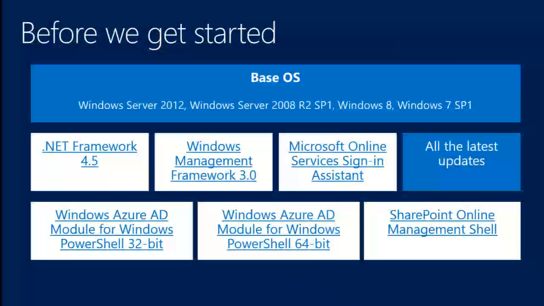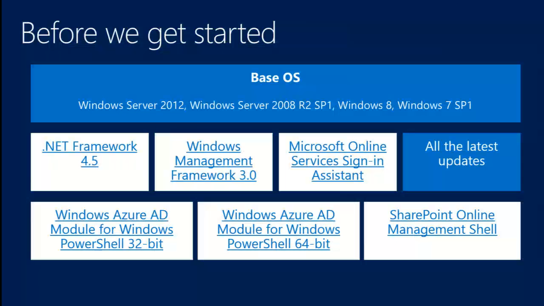So if you want to start using PowerShell for Office 365, you'll need a few base components. First of all, you'll need a Windows Server or Windows 8 machine. You can also run it from a Windows 7 SP1 machine or a Windows Server 2008 machine. And next to that, you'll need to install some software on the client which you're running your PowerShell commands from. You need the .NET Framework 4.5 and Windows Management Framework 3.0, and those two are included in Windows Server 2012 and Windows 8. So you will not need to install those.